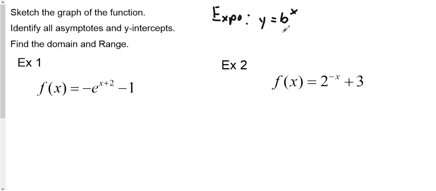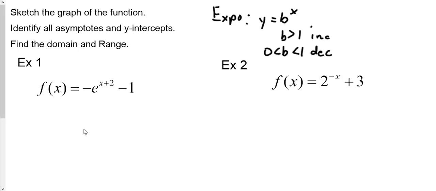Now, another thing about exponentials: if your base is greater than 1, what we know is that this is going to be an increasing exponential. If your base is less than 1 but greater than 0, what we have is a decreasing exponential. All right, and that's what we got there. So without further ado, let's go through some.